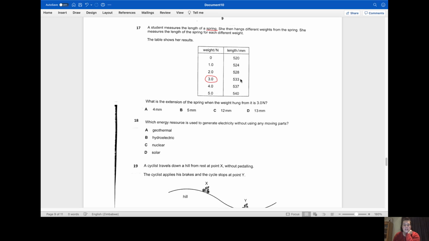Okay, so when the weight is 0, her length was 520. So that's your original length of your spring because there was no weight on it. She then put the 3 newtons and it became 533. Minus those two, you get 13 millimeters. That is the extension from the 0 to the 3 newtons.